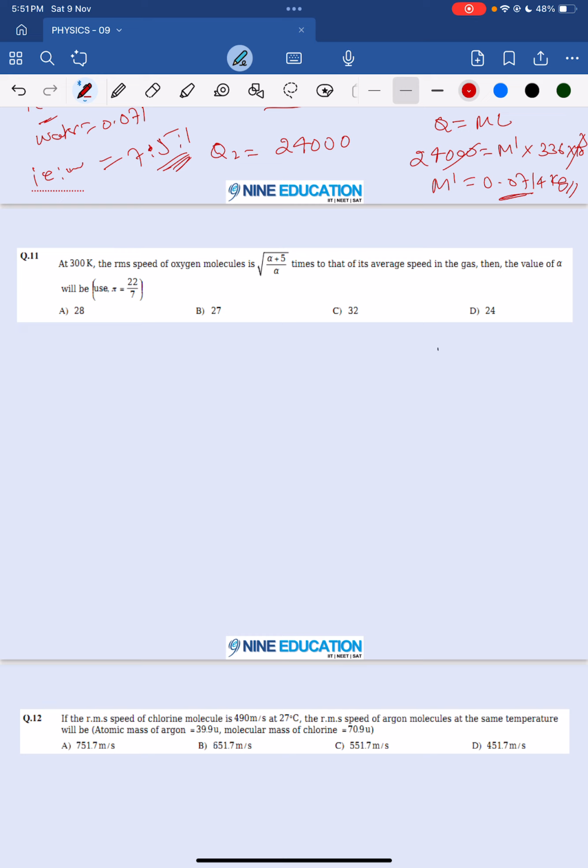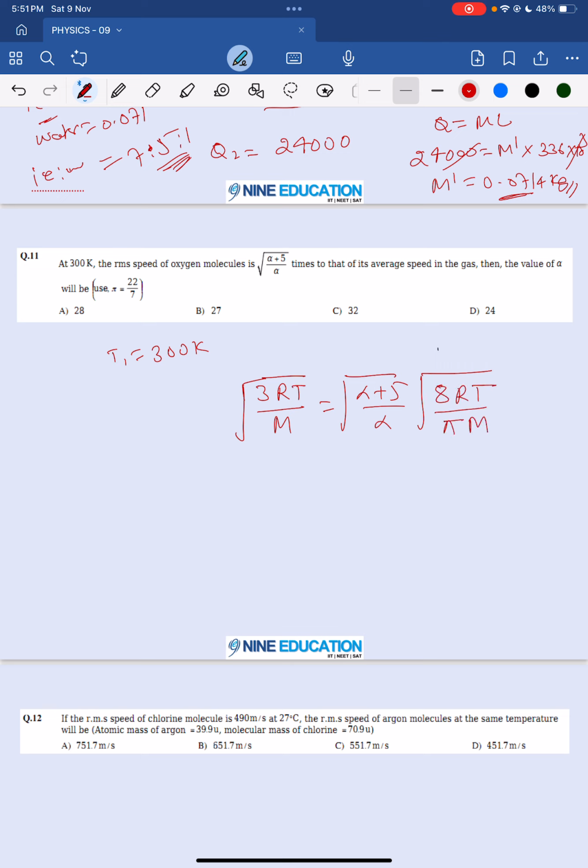So what is question number 11? In question number 11, we have a gas which is basically oxygen, correct? What is the temperature of the gas, sir? The temperature of the gas is 300 Kelvin. What is the RMS speed of the gas? They are saying the RMS speed of the gas is root of (alpha plus 5) by alpha times the average speed, correct? So root 3RT by M equals root of (alpha plus 5) by alpha multiplied by the average speed. What is the average speed? It is root 8RT by pi M.